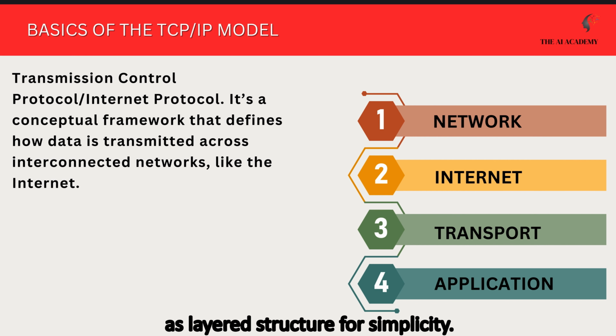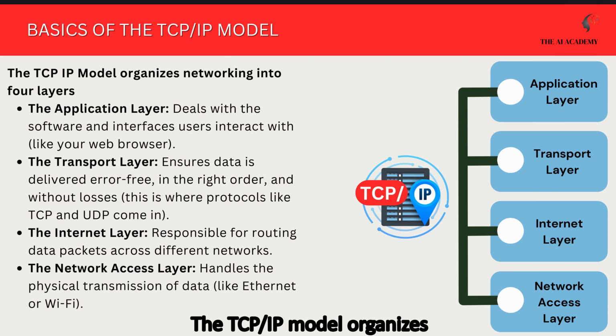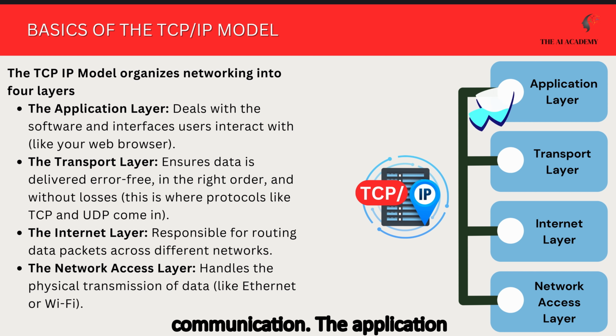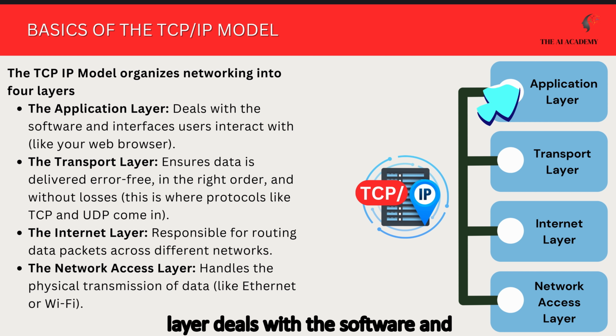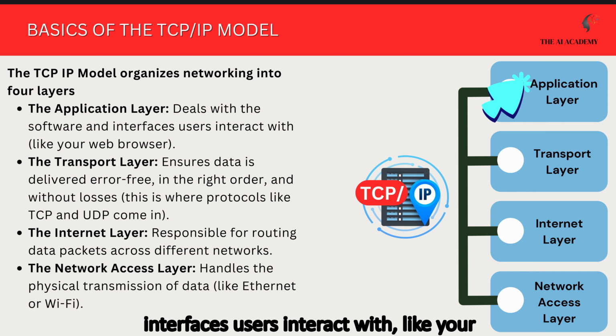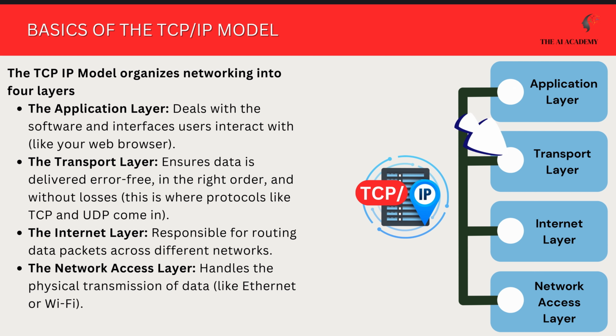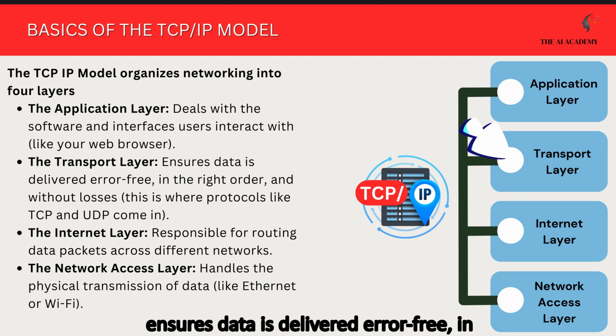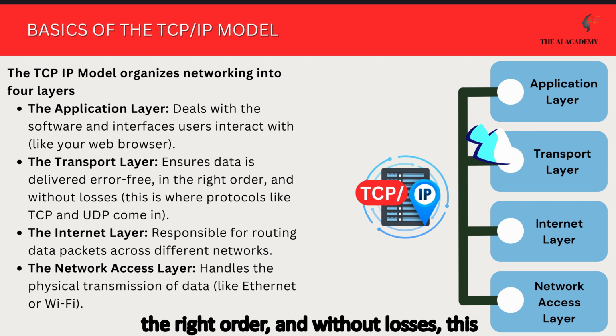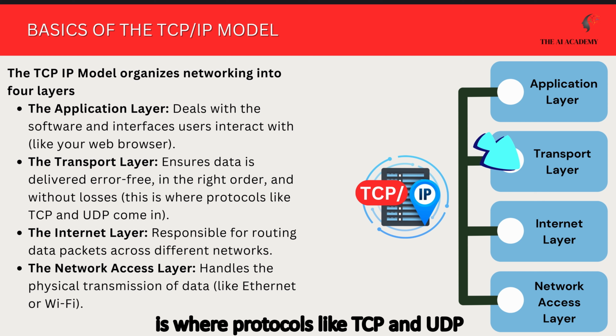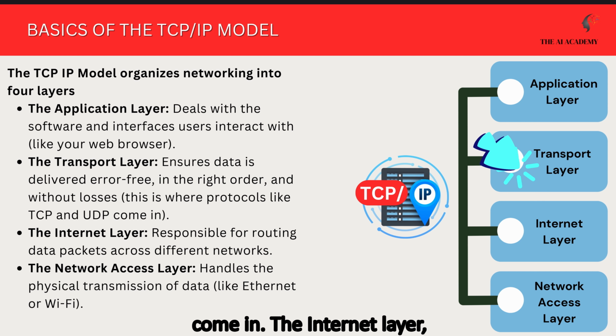It also has a layered structure for simplicity. The TCP/IP model organizes networking into 4 layers, with each layer focusing on a specific aspect of communication. The application layer deals with the software and interfaces users interact with, like your web browser. The transport layer ensures data is delivered error-free, in the right order, and without losses. This is where protocols like TCP and UDP come in.